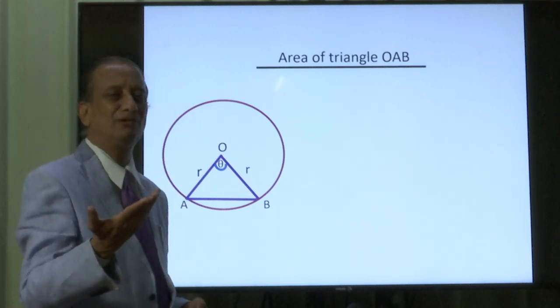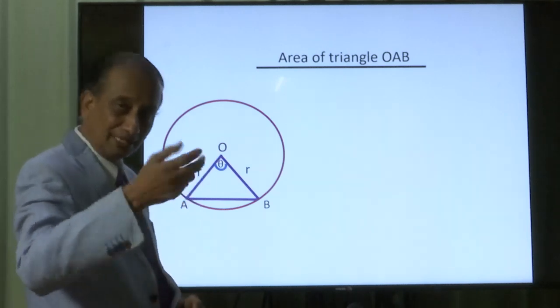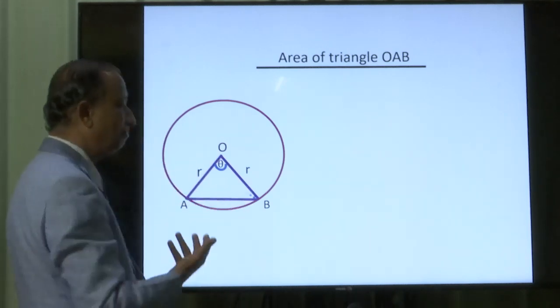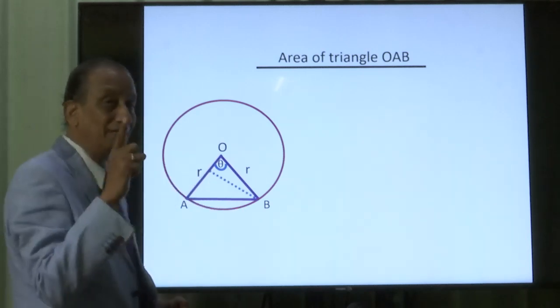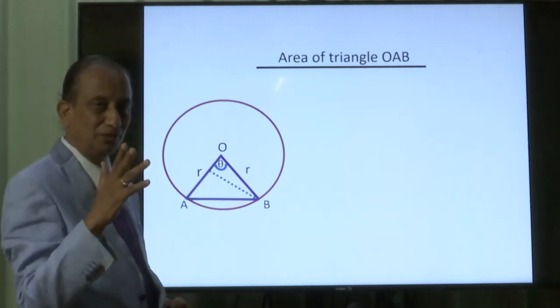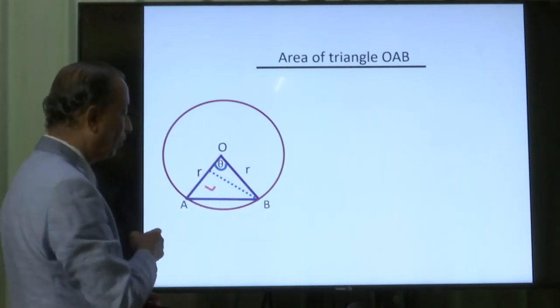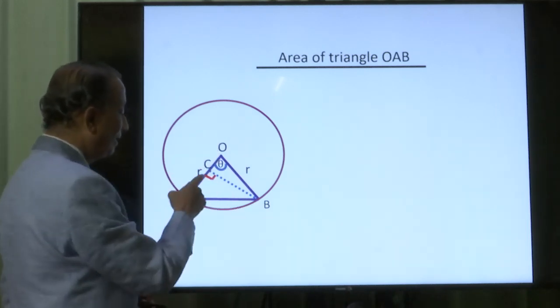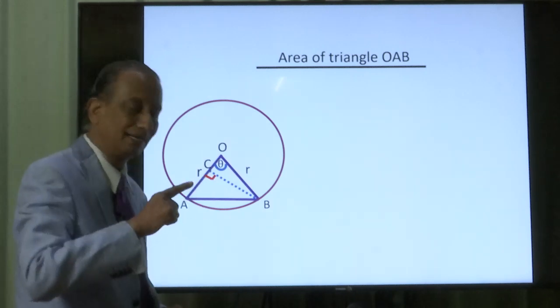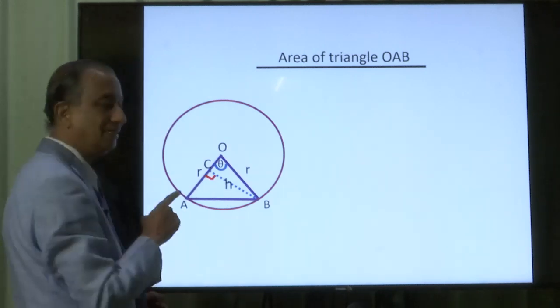You know that the area is equal to half base into height. So the same one, we can express in a still better way. We need the height; without height it is not possible to find. So let us draw a perpendicular from B to OA. So this angle is 90. Let us call the foot of the perpendicular as C, and BC is the height.